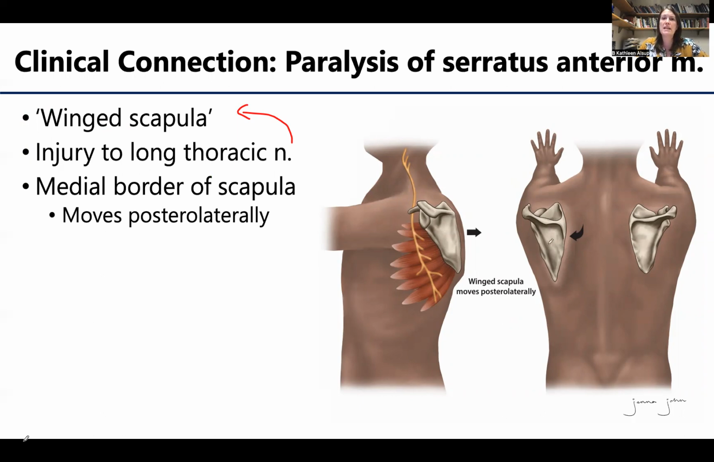So what will happen is that the medial border of the scapula, because you're not really capable of doing protraction to the strength that you would with serratus anterior working, is going to move posterior laterally, supposedly looking kind of like angel wings towards the back, particularly when you have your arms out in front. That will be really marked there. So say you had a stabbing wound to the lateral side and knocked out the long thoracic nerve there because it's more superficial, that would cause this muscle to not work and protraction not really to be possible. So that's where the winged scapula comes from.